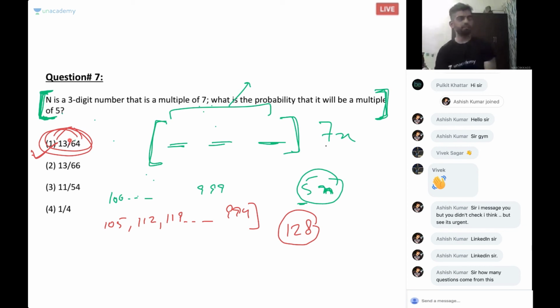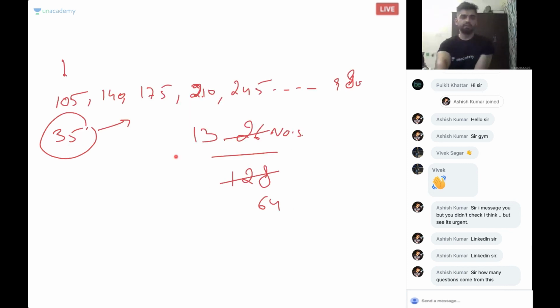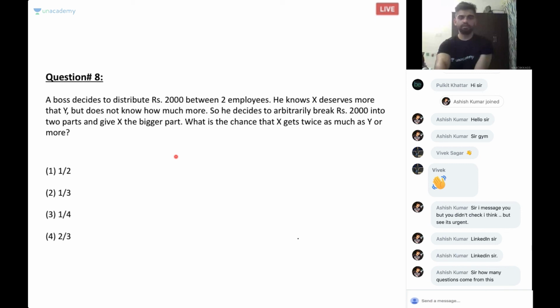PnC and probability, I would say 2-3 questions appear in CAT. Saying LinkedIn, okay. Is there anything urgent you want to discuss related to CAT 2019? Let me know, we can discuss it here.